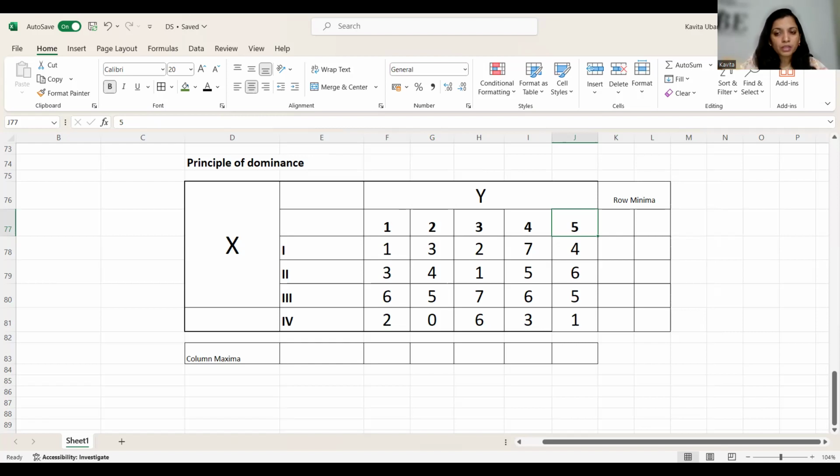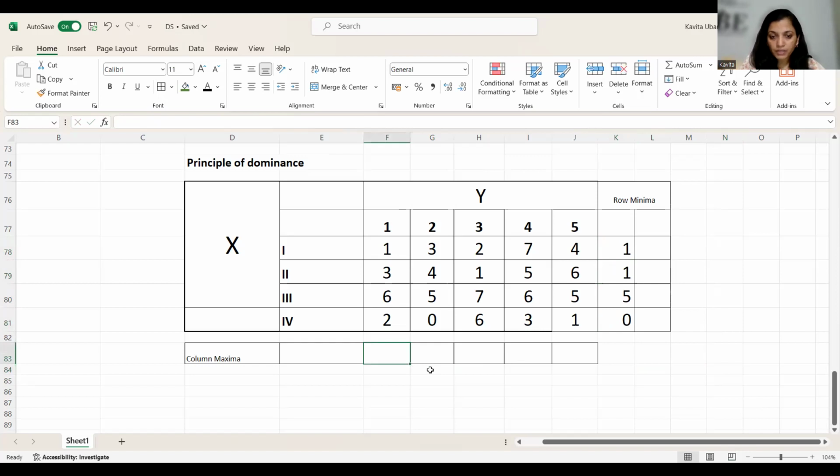So in our first method, we need to start with the calculation of the saddle point. So we need to find the row minima. From row 1, the row minimum value is equal to 1. Then in the second row, the minimum value is 1 again. In the third row, the minimum value is 5. In the fourth one, it's 0.